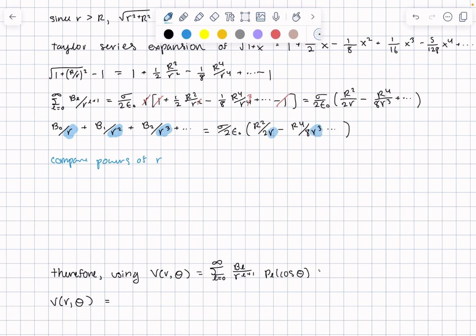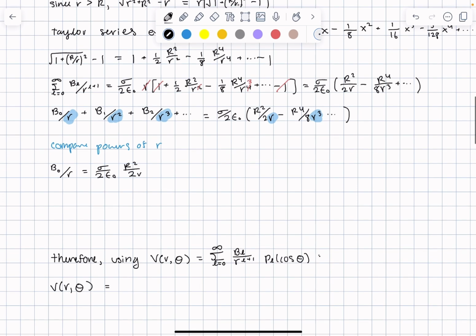So we can see then that, for example, B_0, I said not earlier, but it's B_0, over r would have to be equal to sigma over 2 epsilon naught times big R squared over 2r, because that's the only term that would get us what we need there. So then we can solve for that and say that B_0 is going to be equal to sigma big R squared over 4 epsilon naught. And we can do that for the rest.